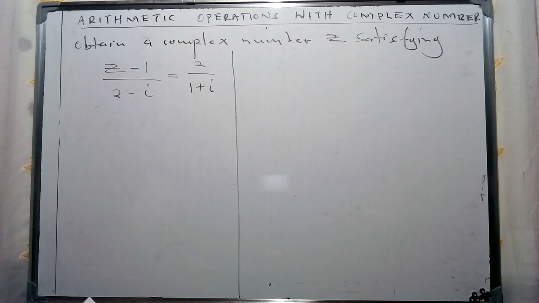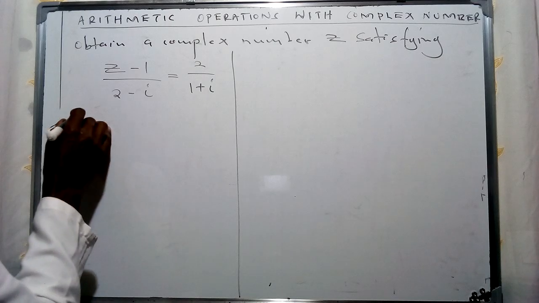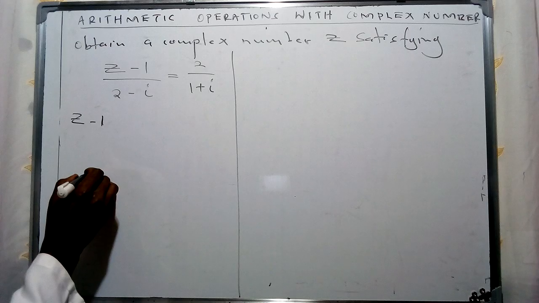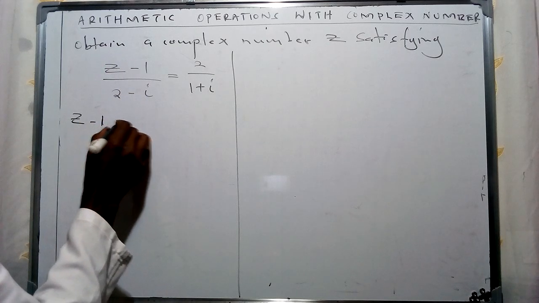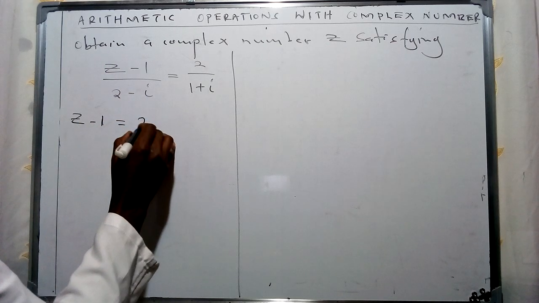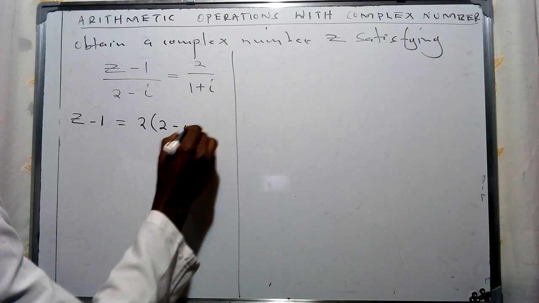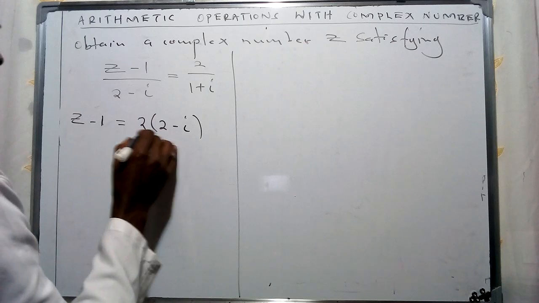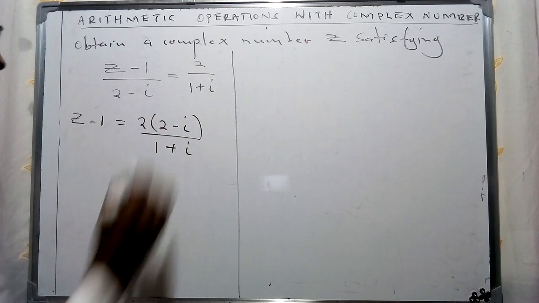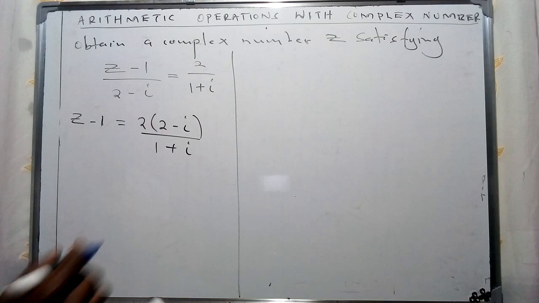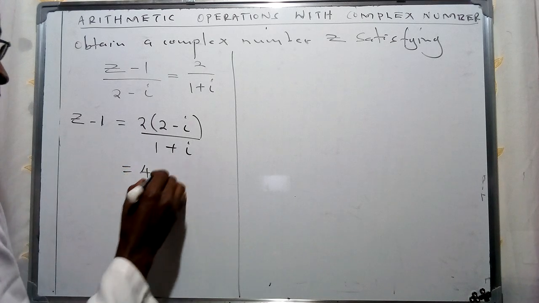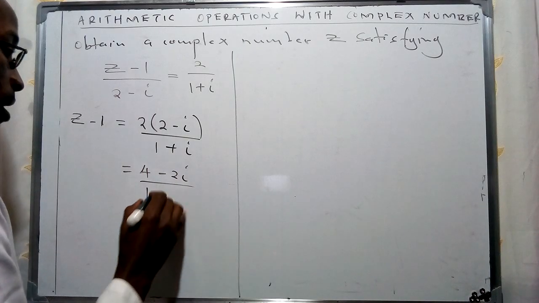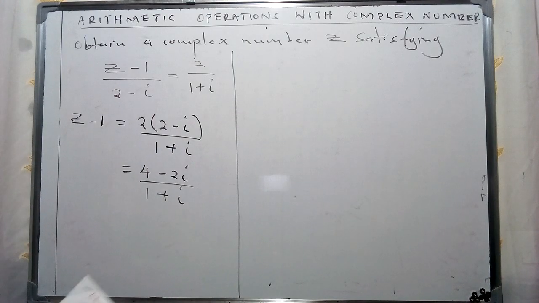So we are going to do a rearrangement, basically a cross multiplication of the different parts of this equation, whereby we're going to have the phasor of z minus 1 represented as 2 times 2 minus the imaginary unit, and this is going to be divided by 1 plus the imaginary unit. So we can still simplify this and have it in terms of 4 minus 2 the imaginary unit all over 1 plus the imaginary unit.